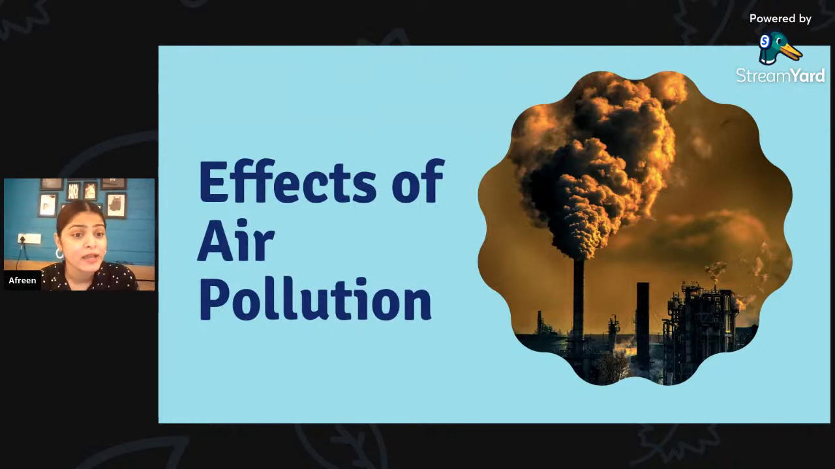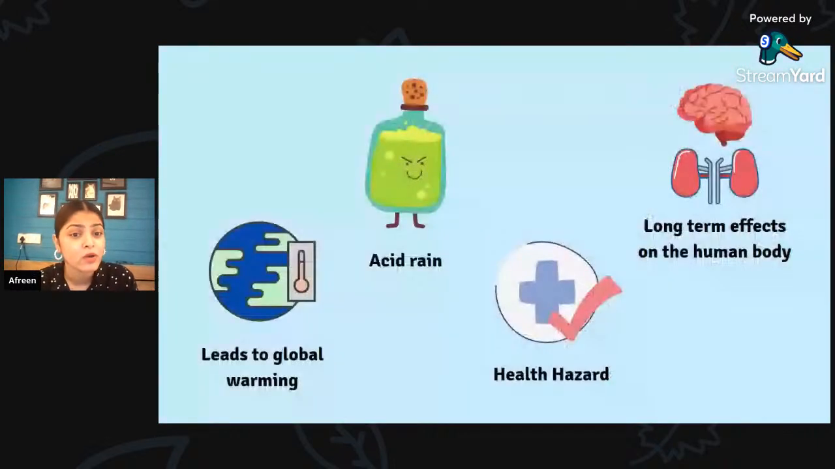So, air pollution has a lot of adverse effects, not only on our health, but also on our universe. Let us see some of the effects of air pollution. Air pollution causes a rise in levels of carbon dioxide, which leads to global warming. It also results in acid rain due to an increase in the levels of sulfur dioxide. Air pollution also leads to various health hazards like lung cancer, respiratory infections, and heart diseases. Air pollution can also have long term effects on people's nerves, brain, kidneys, liver, and other organs.